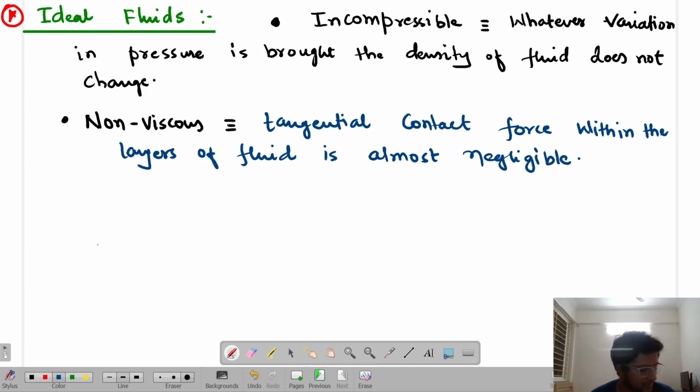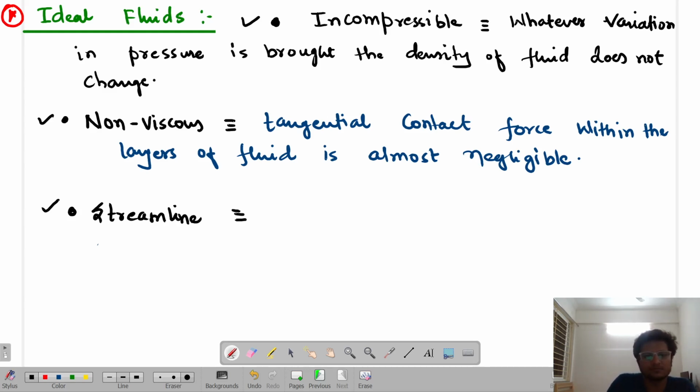Did you understand what I said? Third point, we can understand this right now itself, but the first two properties need a detailed discussion. And the third property is that all the fluids are streamlined in nature. This means that whatever happens, the fluid has a particular kind of flow.